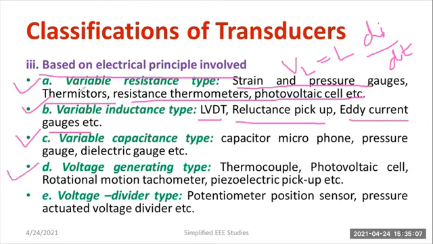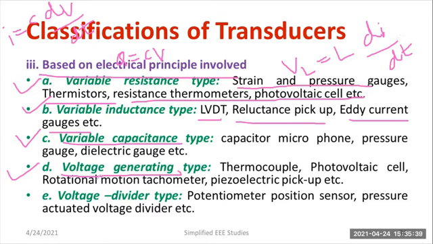Regarding the third subclassification, that means according to the electrical principle involved, the third one is variable capacitance type. It is based on the capacitive principle. You should have the idea about Q equals CV, and I equals C dV by dt. From this, you can say that the current is directly proportional to the rate of change of voltage. And here, voltage is directly proportional to the rate of change of current.